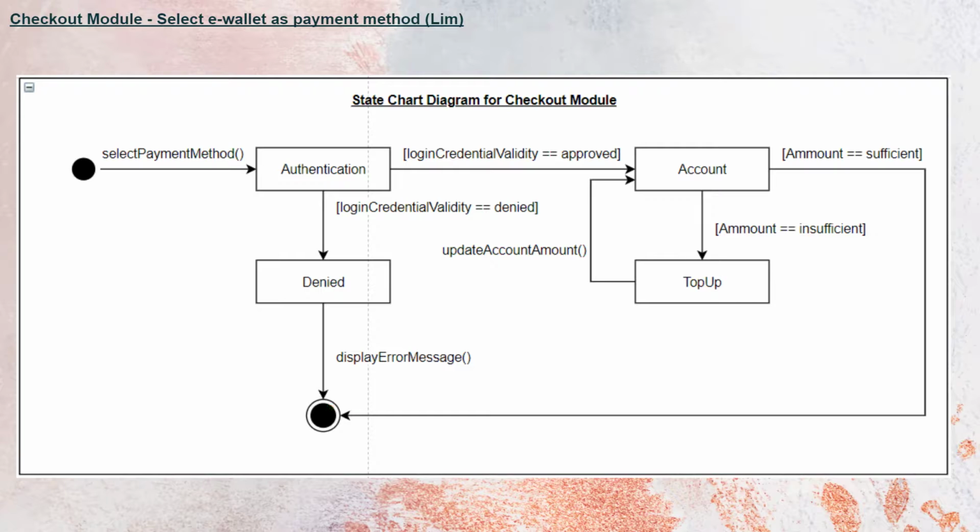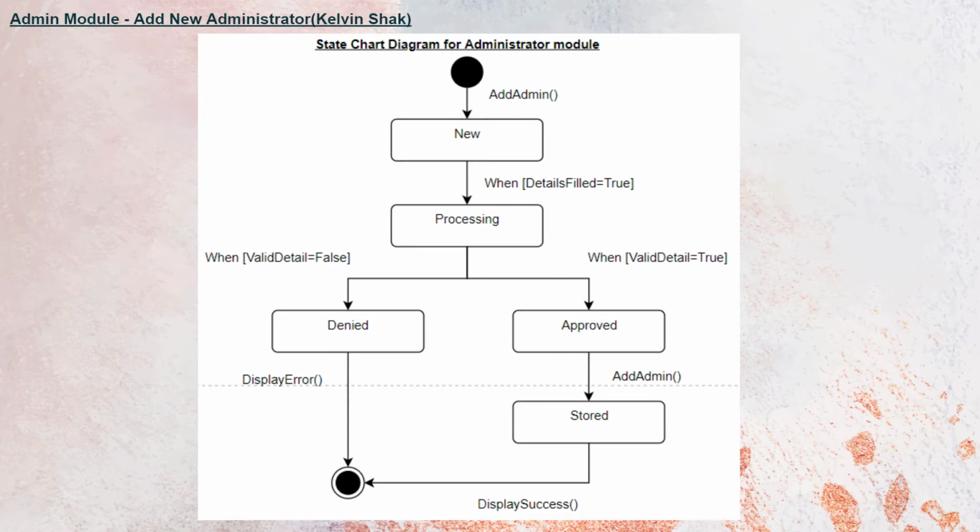And moving on next to Kelvin. I'll be presenting the state diagram for the admin module. We'll be doing the add new administrator. First, we click add admin, and then the detail form will be presented. When it's filled and submitted, it will check if the details are valid or not. If it fails, it will deny, display an error, and stop. If the details are valid, it will be approved, and the new details will be stored in the database, then display a success message, and then we end. That's it for mine.